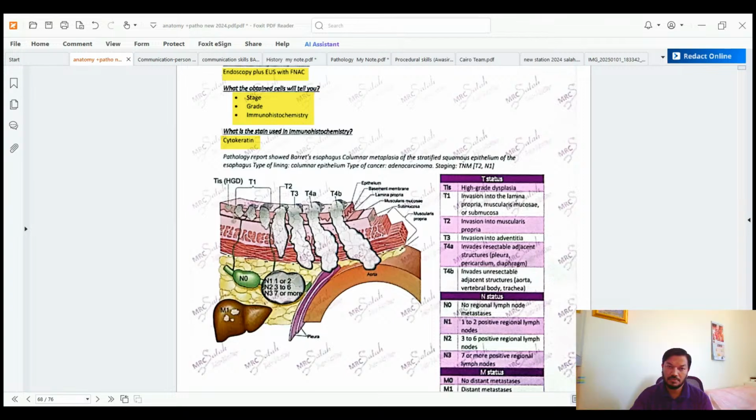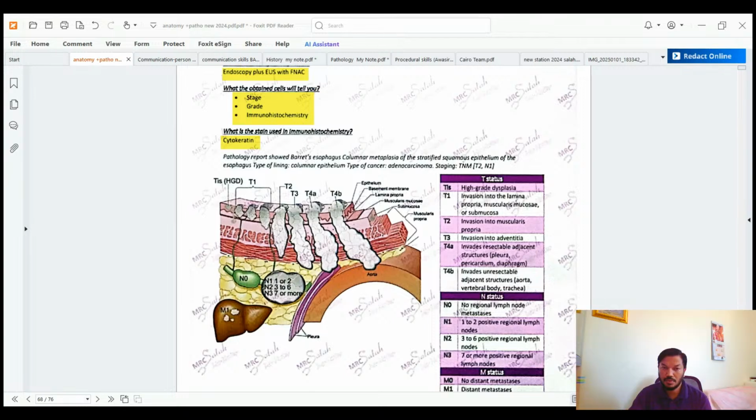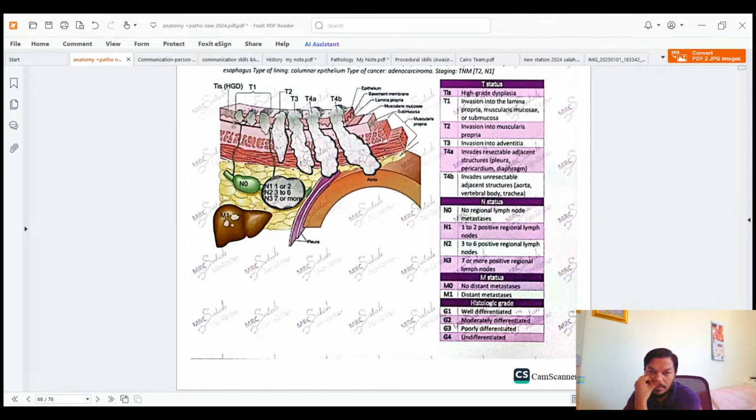columnar epithelium. Type of cancer: adenocarcinoma, columnar adenocarcinoma. Staging TNM: T2N1, with invasion into the muscularis propria.